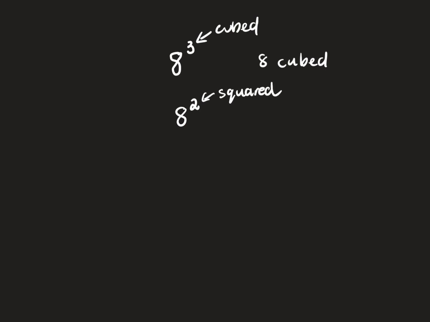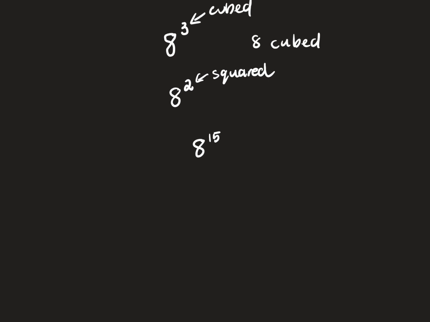If I've got this expression here, we read this one here as 8 to the power of 3. We could also read it as 8 cubed. Cubed is when I have a little 3 there. This one here would be read as 8 to the power of 2 or 8 squared. Powers of 2 and 3 have special names, but everything else I just use the number. So this one here would be read as 8 to the power of 15.